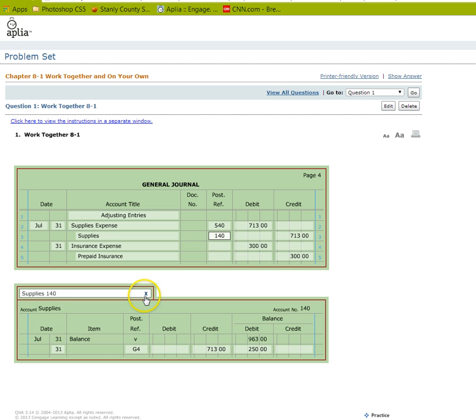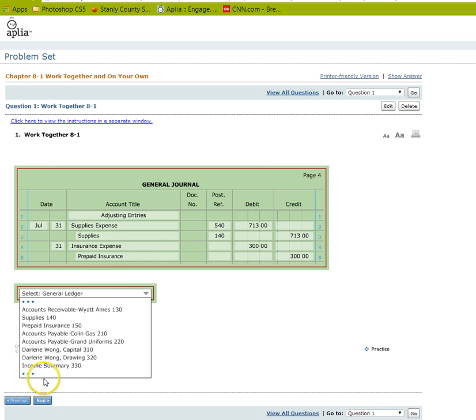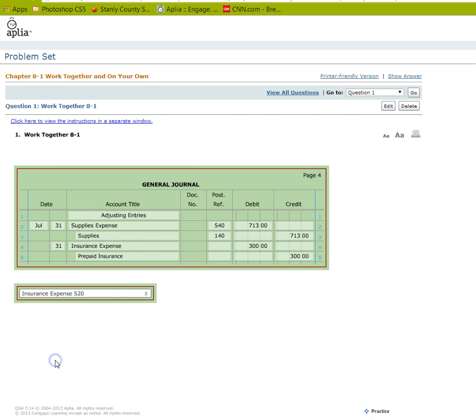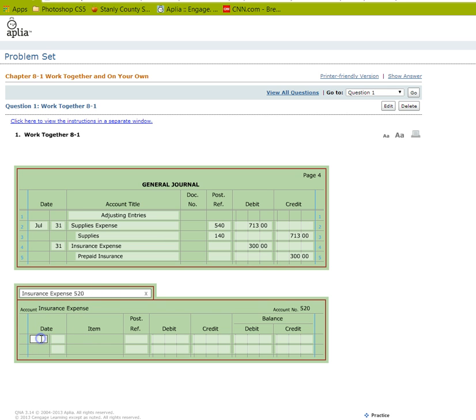Okay, insurance expense. Okay, July 31st. G4, General Journal 4. Insurance expense was a debit of $300. Therefore, I have now a debit balance of $300. I posted this to 520. So I'm going to go and show that I posted it to 520.